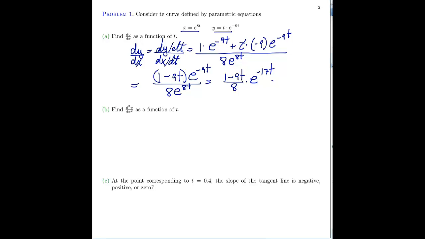And you could leave it like that, or I'm just going to go one step further and go 1/8 minus 9/8 t times e to the minus 17t. Okay, so there's my first derivative. I'm just going to put a red box around it.